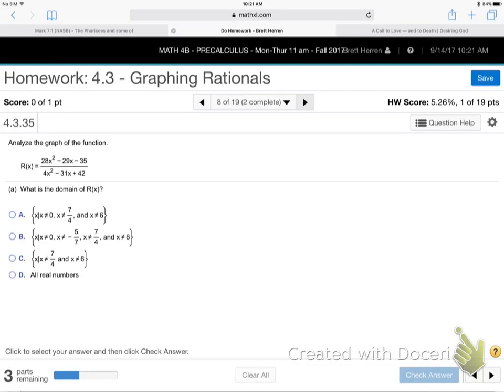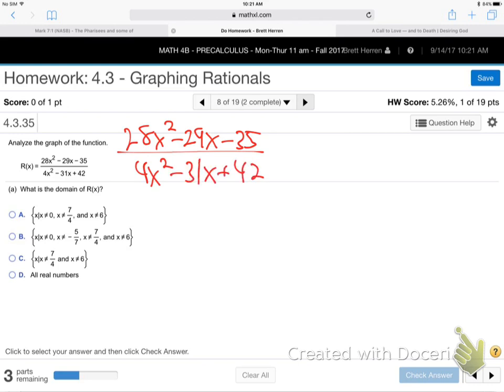All right. So some of these get pretty tricky factoring. Let me do that with you. 28x squared minus 29x minus 35 over 4x squared minus 31x plus 42. Yeah, this is bad factoring. I'm glad to help you with all this. Come see me. You do need to learn to factor this kind of stuff to move on into calc and be successful.